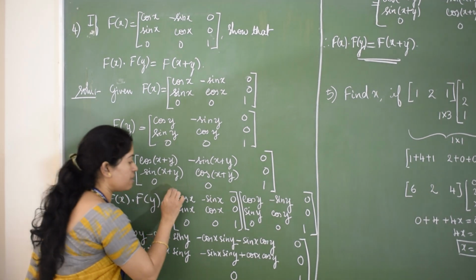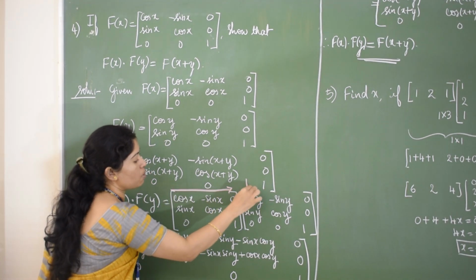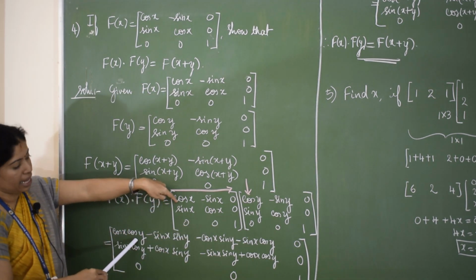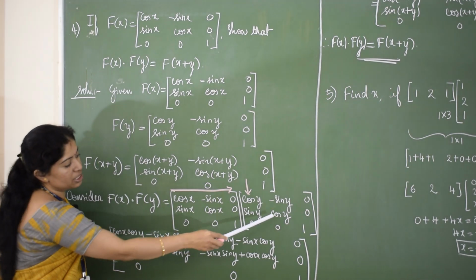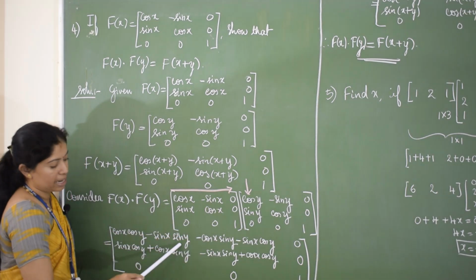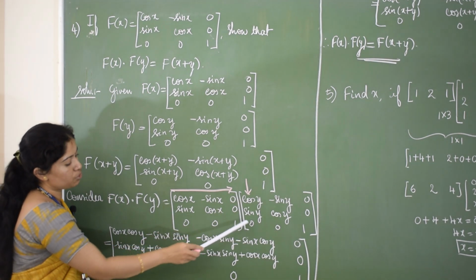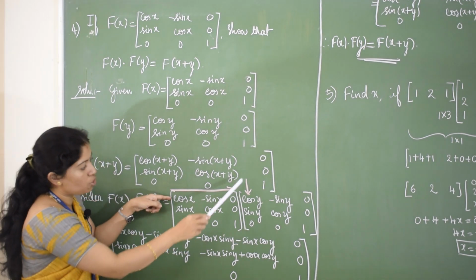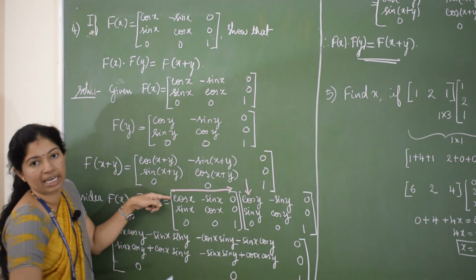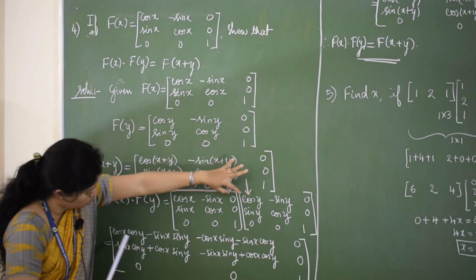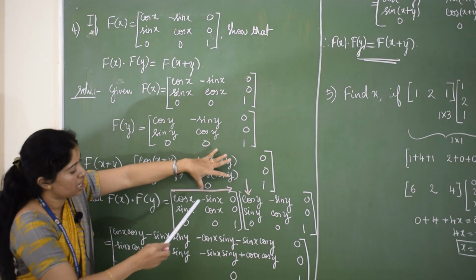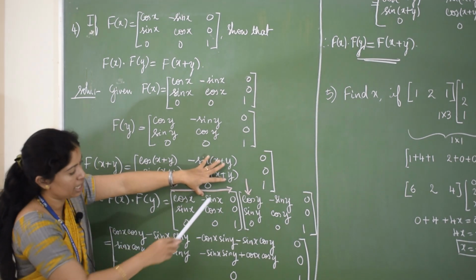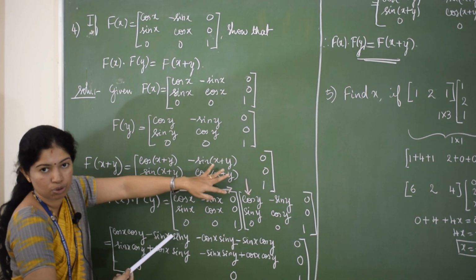Let us take the first row, multiply the corresponding elements of the first column. So it is cos x into cos y, next minus sin x into sin y, plus 0 into 0 is 0. So I have not written that 0. Carefully observe. First row multiplied with the corresponding elements of the first column. Cos x into cos y I wrote. Next plus minus sin x into sin y. Minus into plus is minus. So minus sin x sin y, plus 0 into 0 is 0, so no need to write that 0.